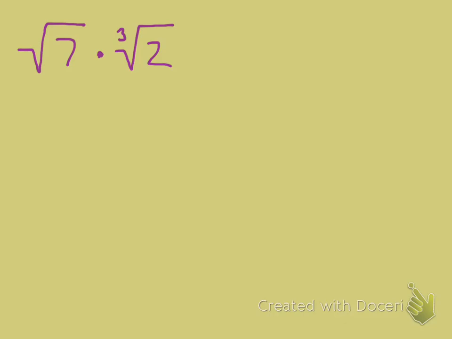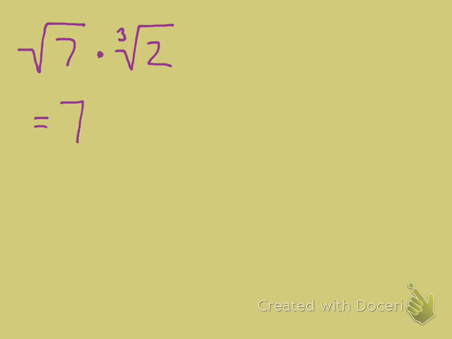Wow, root 7 times the cube root of 2. Doesn't look obvious that I can do much with these guys right now because they don't have the same index, and the product rule and the quotient rule both say that they have the same index. So what can I do? So we're going to do a little novel approach here. I'm going to rewrite these guys.